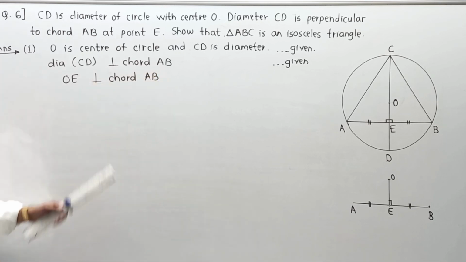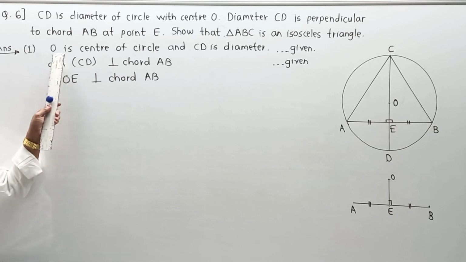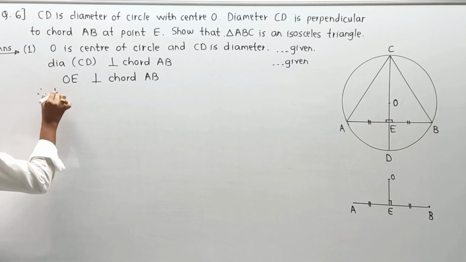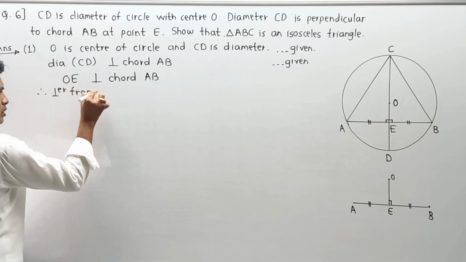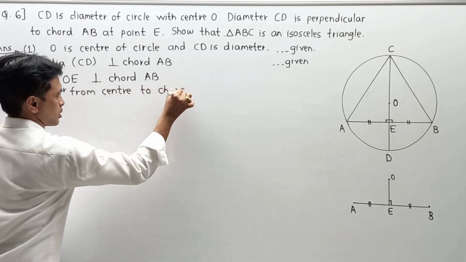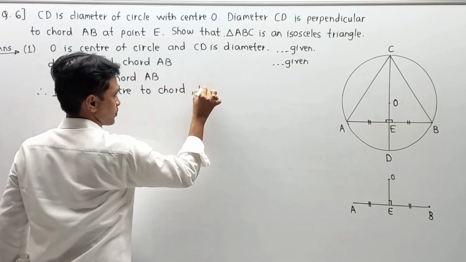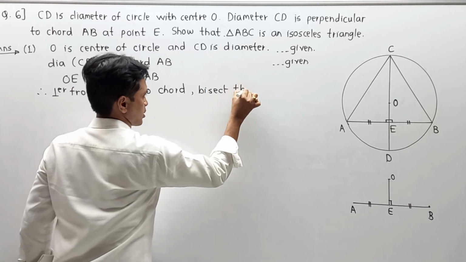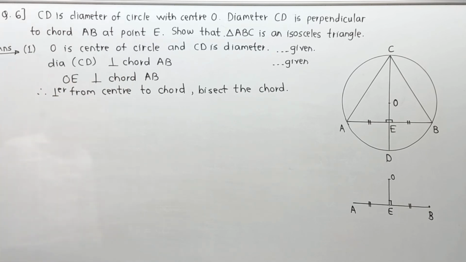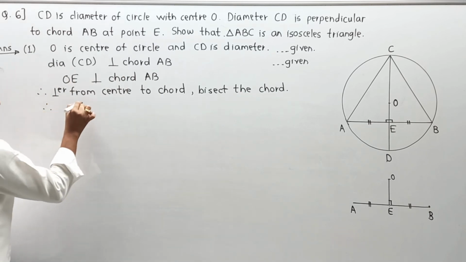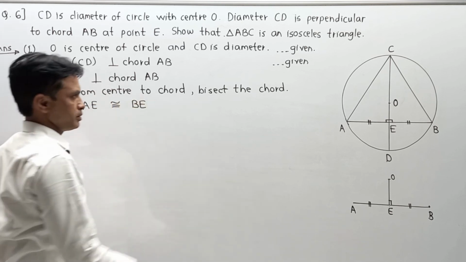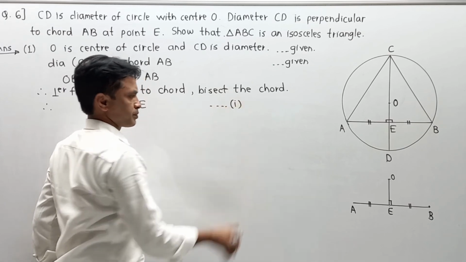We know that a perpendicular from the center of a circle to a chord bisects the chord, because we have mentioned O as the center and AB as a chord. So, the perpendicular from the center to the chord bisects the chord. Therefore, we get AE equal to BE, AE congruent to BE. I am going to call it equation number 1.